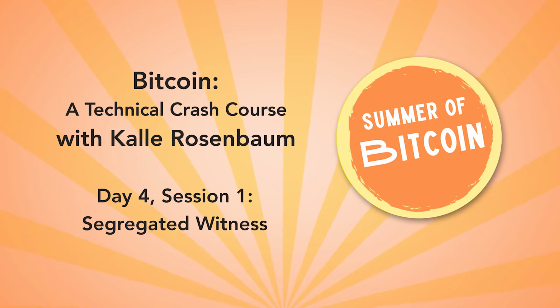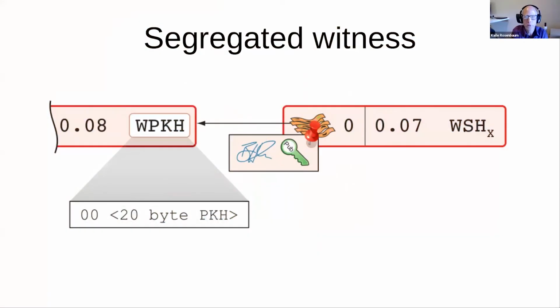So, segregated witness. This is an upgrade that came to Bitcoin in 2017. And the idea is to remove the witness data, I mean the signature data, from the transaction itself. We'll look deeply into this today.